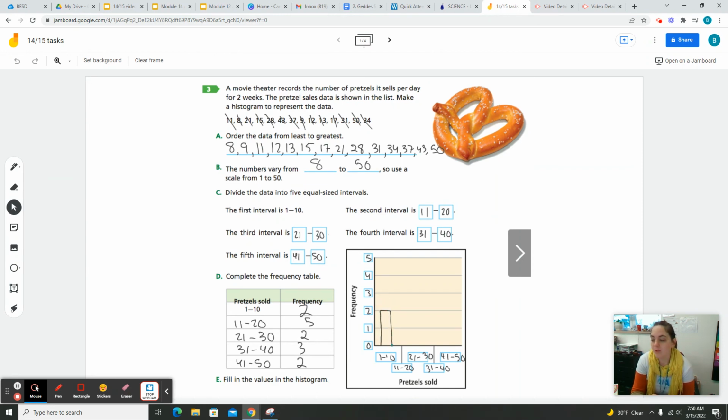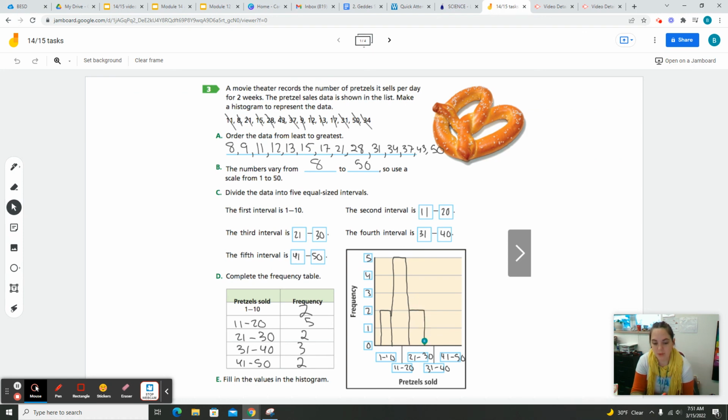Now we're going to do one from 11 to 20. 11 to 20 is all the way up to 5, so our bar is going to go all the way up to 5 and down like this. That's for our second interval. Our third interval is 21 to 30, and that's a frequency of 2 as well, just like the first one. So we're going to draw our bar like that.